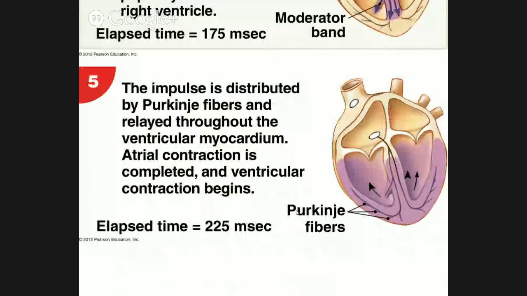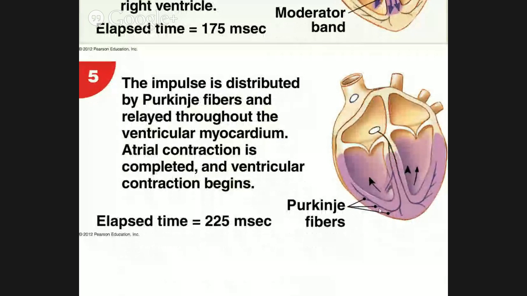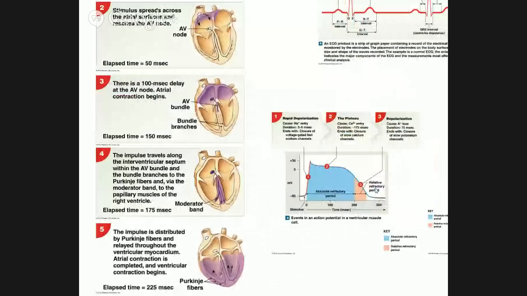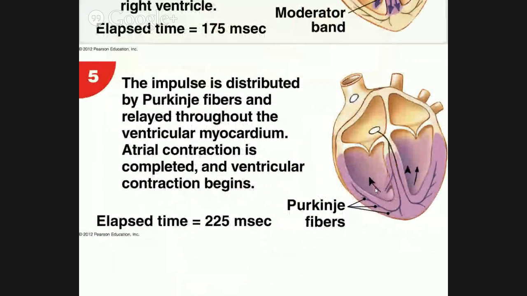Once it gets down to the apex, it'll go up through the rest of the bundle branches and through the Purkinje fibers, and the depolarization will spread throughout the ventricular walls and cause contraction of the ventricles, which I think is the last picture. Yeah. So the conduction pathway is basically laid out for the depolarization to follow that series of events. What it means is the atria contract first and then the ventricles contract.